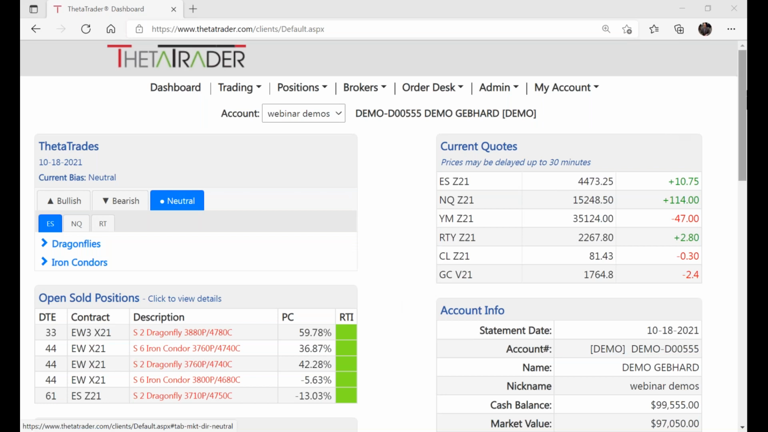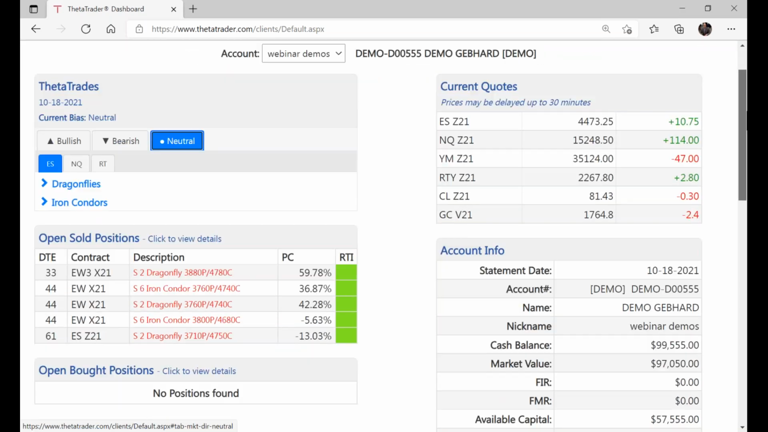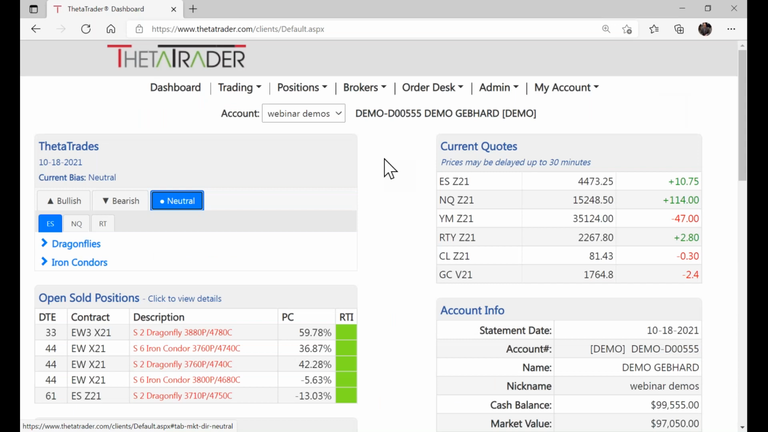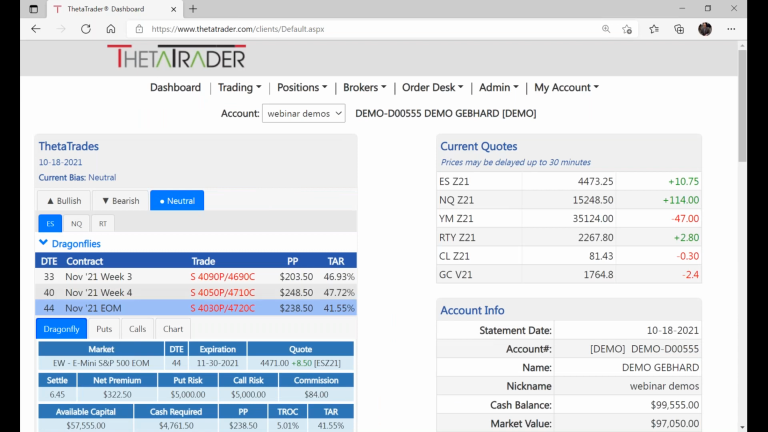So with that said, you're looking here at the dashboard for our Theta Trader options platform, and we're going to focus on the Dragonfly. You see it shows up here, and you're wondering where all this data is coming from. Well, we have an algorithm that pre-builds and automatically generates these spread trades for you.